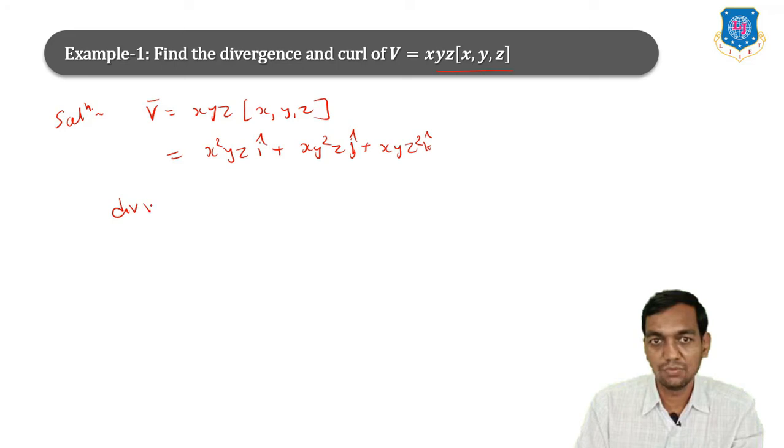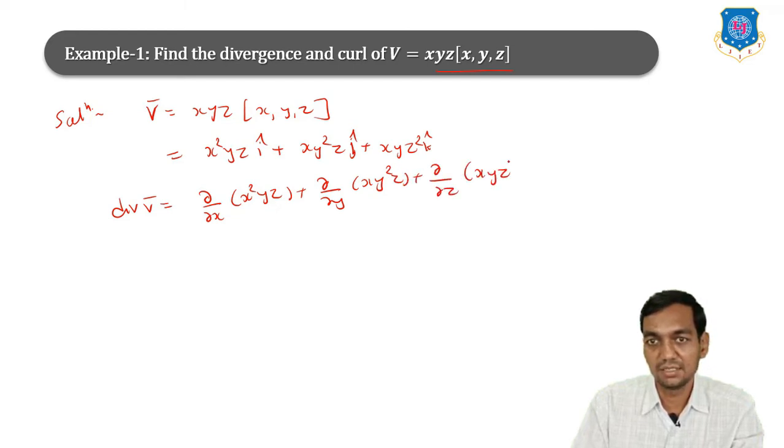So divergence of v bar is going to be del by del x of x square yz plus del by del y of x y square z plus del by del z of x y z square, and that will be 2xyz, this is also 2xyz, this is also 2xyz, and that means it is 6xyz.